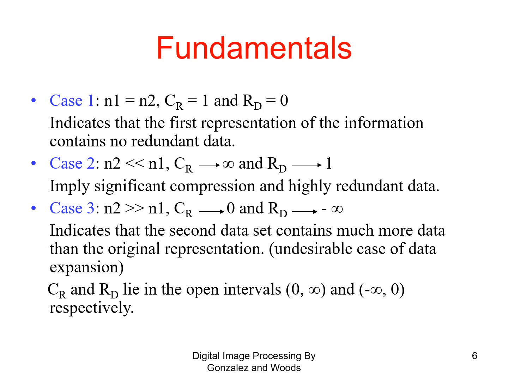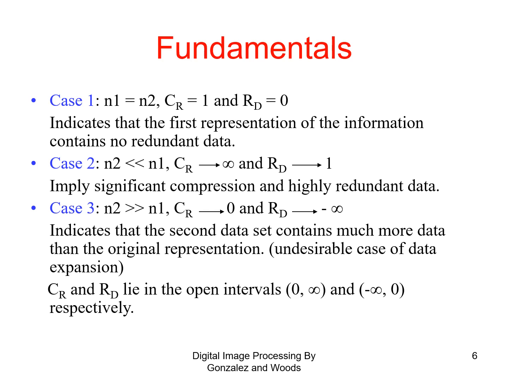So there are three cases. If n1 is equal to n2, what will happen? The compression ratio will be equal to 1, right? And Rd is equal to 0. So this indicates that the first representation of the information contains no redundant data. What is the first representation? N1. It doesn't have any redundant data.